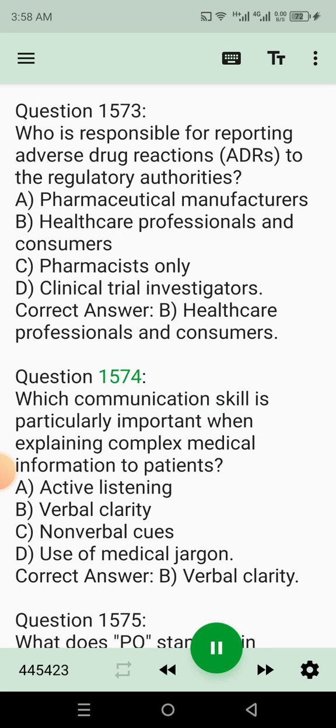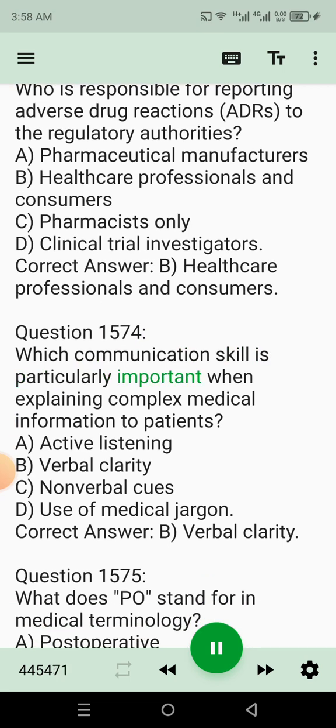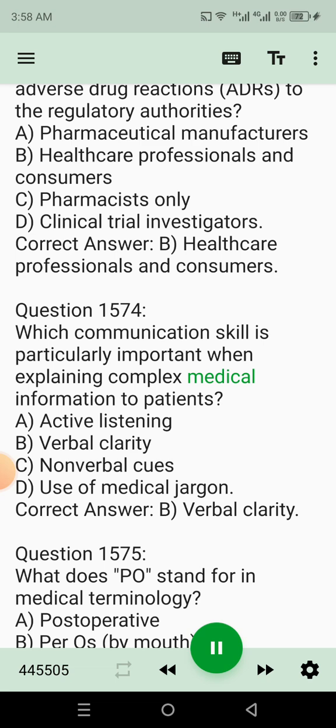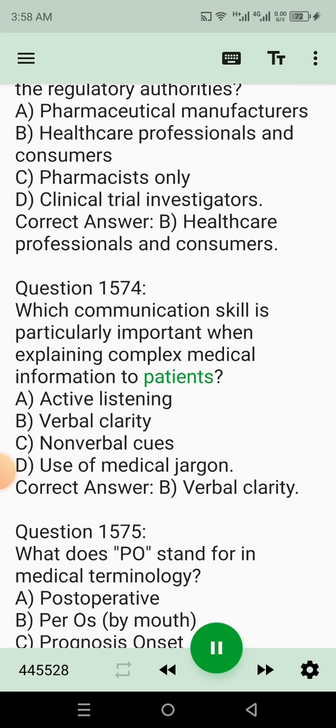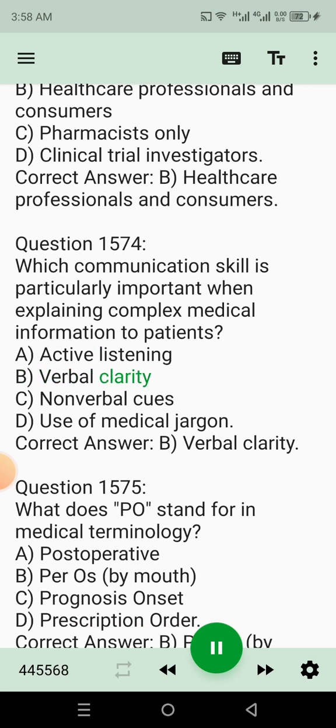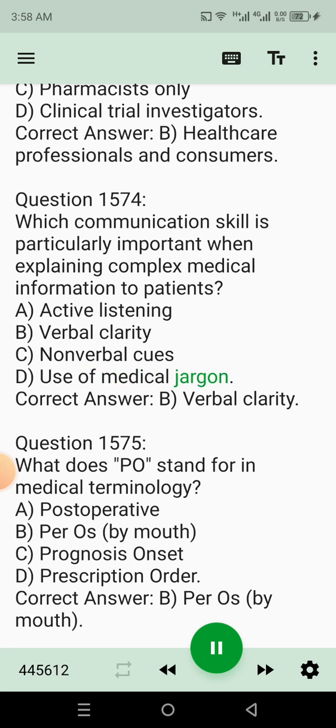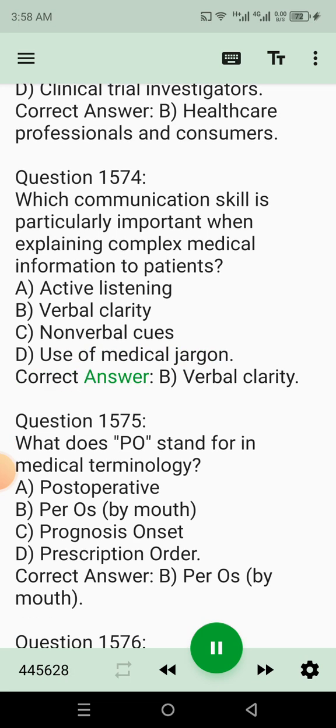Question 1574. Which communication skill is particularly important when explaining complex medical information to patients? A. Active listening. B. Verbal clarity. C. Nonverbal cues. D. Use of medical jargon. Correct answer. B. Verbal clarity.